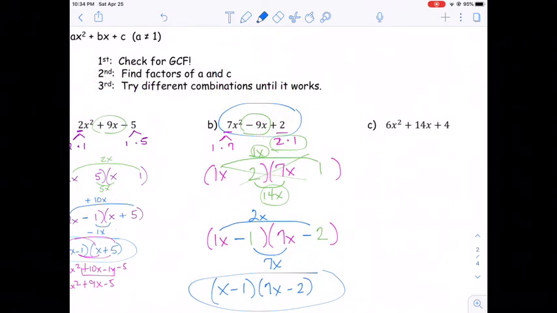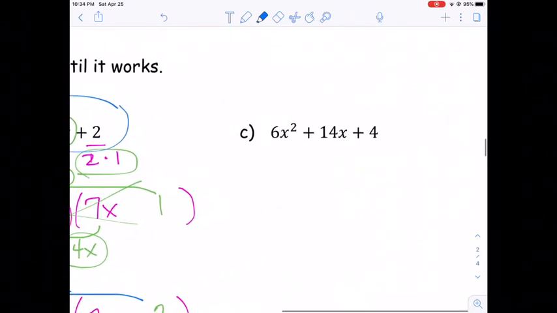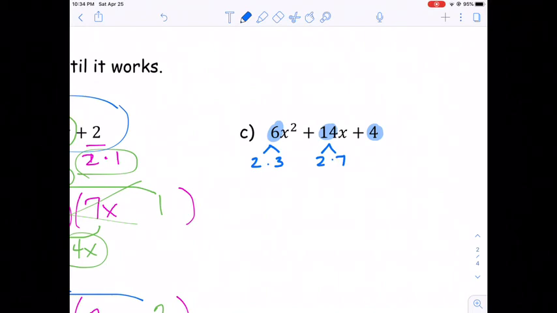For problem C, we're going to start by checking for the GCF, remembering that this is always your first step. Looking at the numbers 6, 14, and 4, I know that 2 goes into all three of those numbers. 6 is 2 times 3, 14 is 2 times 7, and 4 is 2 times 2. So I can pull a 2 out as a greatest common factor. I do not have an x in all three terms, so I cannot pull out an x. 2 is going to go on the outside, and then I see what's left.